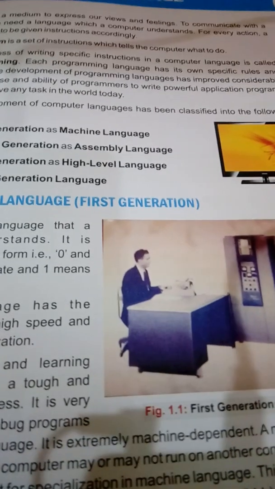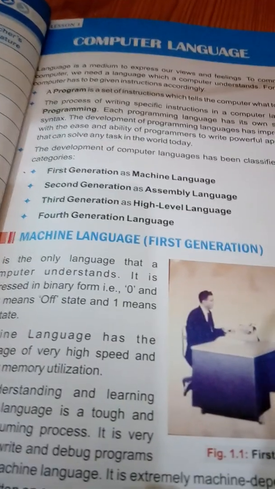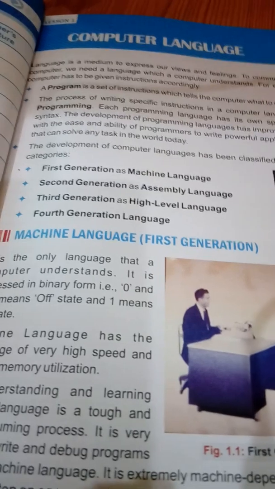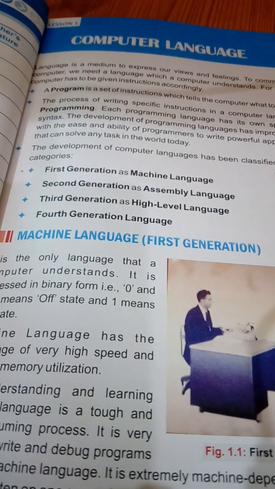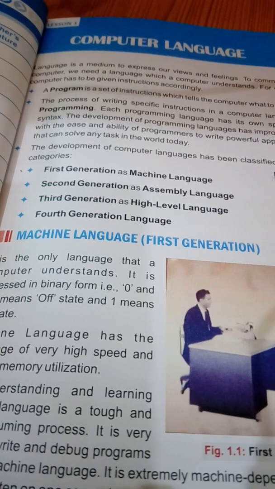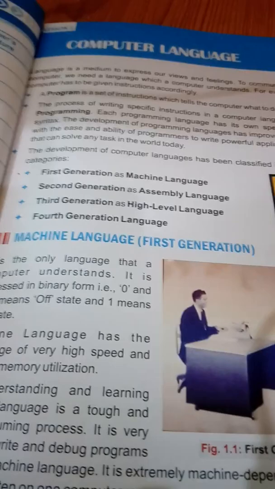There are four types of categories in the computer language. You can see that first generation as a machine level language, second generation as assembly language, and third generation as a high level language, and fourth generation language. Now let me discuss one by one.